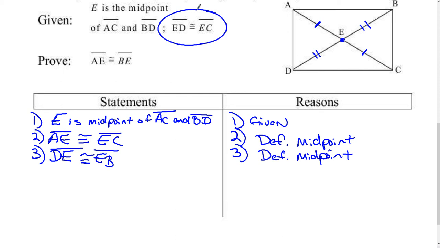My second given, right? I have more than one given in this statement. So my second given, I'm going to put up there. So 4 is going to be ED is congruent to EC, and that is my other given.